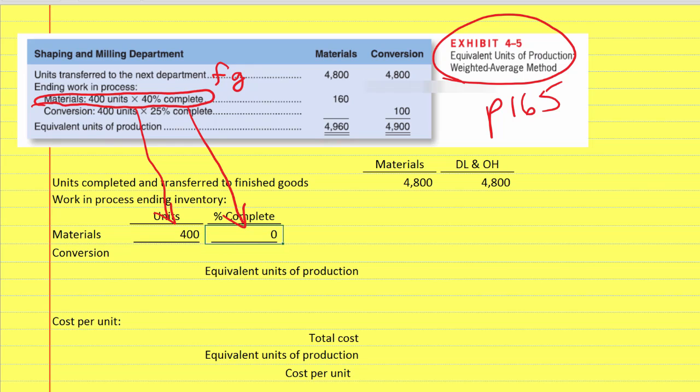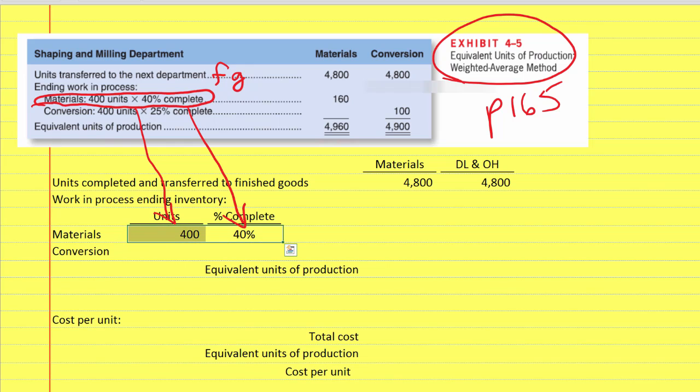Let's make that a percent. And let's get rid of those underlines. And let's right align that. There we go. And we have 400 units in ending inventory that are 40% complete with respect to their materials. They have on average 40% of their materials. Get rid of the clutter.